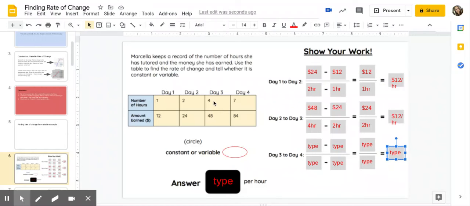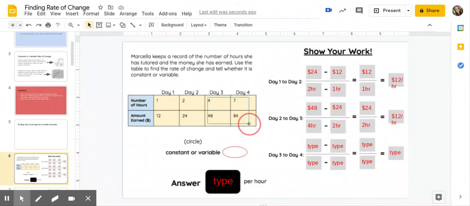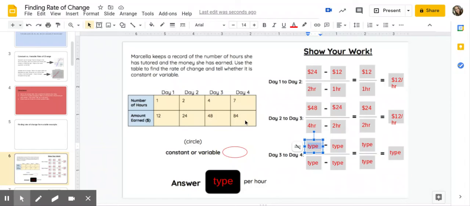So from day 3 to day 4, I'll go a little bit faster. So this $84 minus the $48 over day 4 was 7 hours minus the 4 hours. All right. 84 minus 48 is $36.